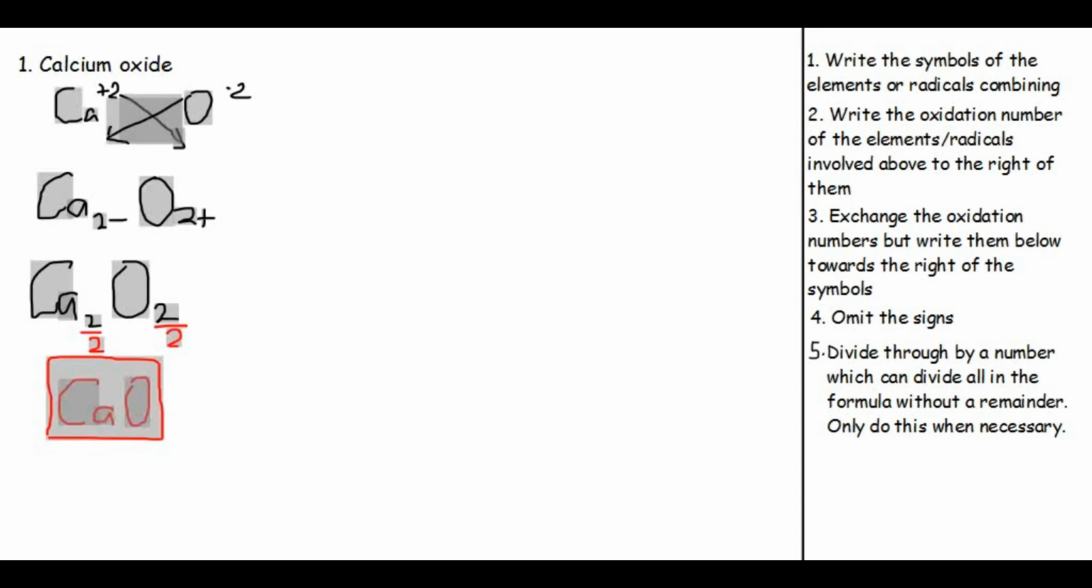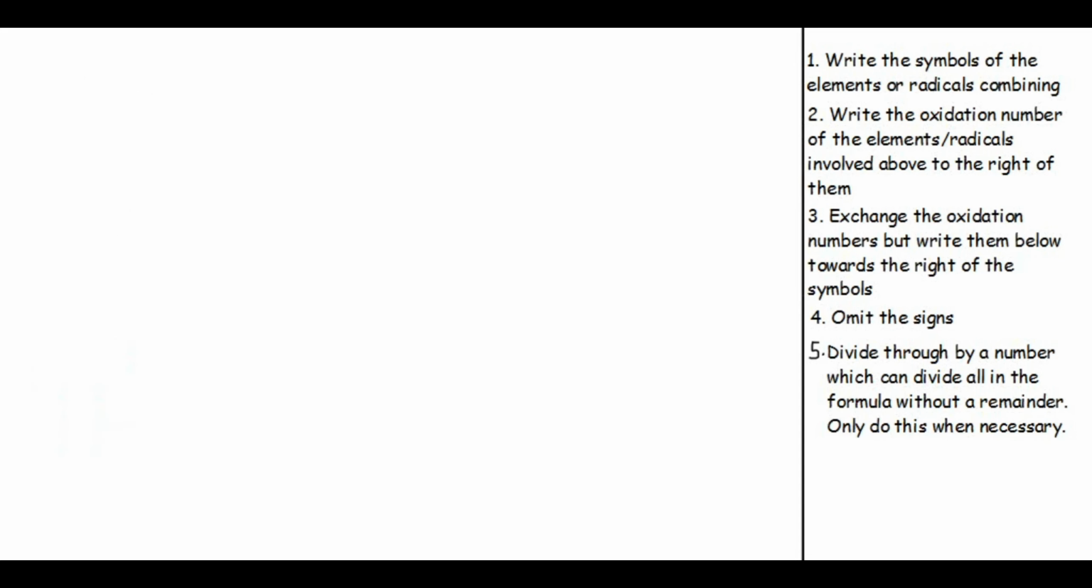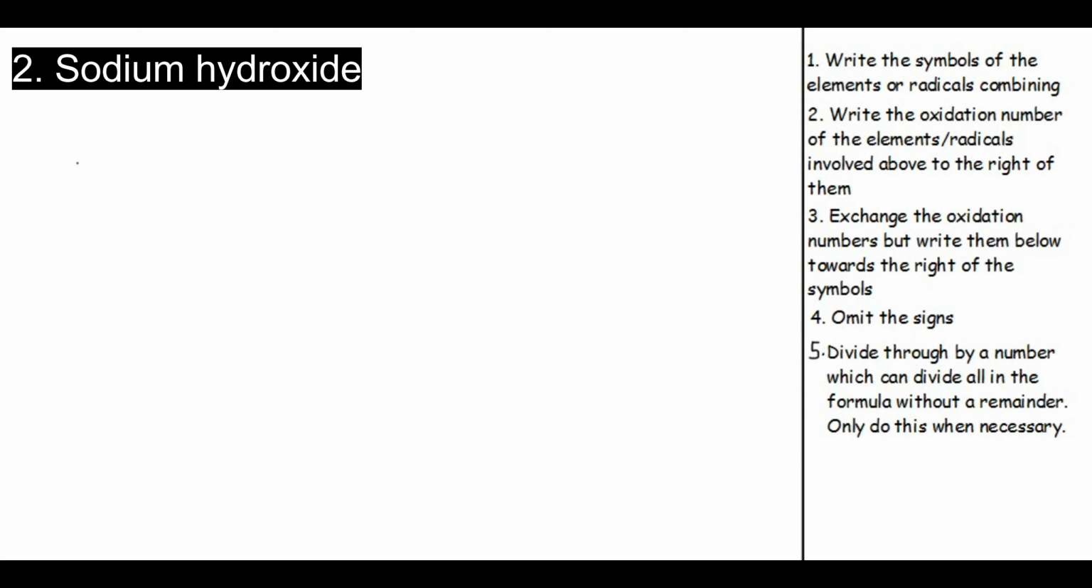Now that we know the steps, let's move on to another example. Now let's try writing the chemical formula for sodium hydroxide. From the name, it has sodium and the hydroxide radical. We've just done step 1. Now we're going to move over to step 2.